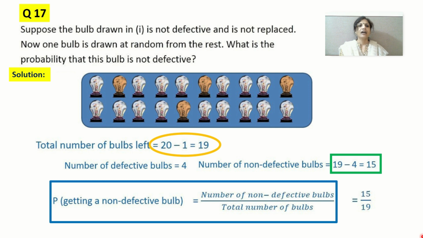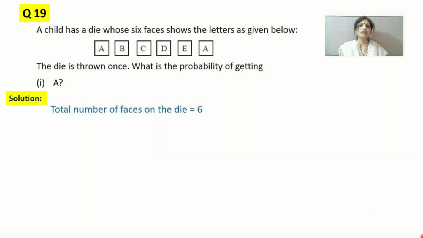Then the next is, a child has a die whose 6 faces show the letters as given below. And the letters are A, B, C, D, E and again A. The die is thrown once. What is the probability of getting A? Children, this is question number 19 from exercise 15.1. A die is thrown and instead of 1, 2, 3, 4, 5, 6 on the die, some letters are written. And these letters are A, B, C, D, E and again A. We have been asked what is the probability of getting A.